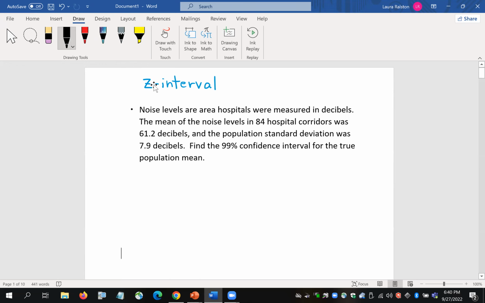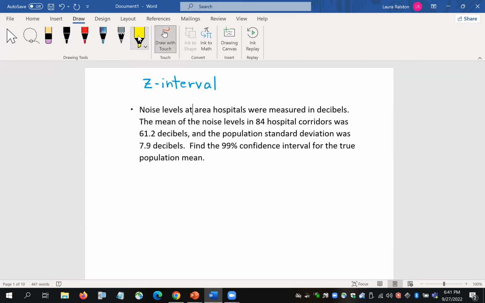So the question reads: noise levels at area hospitals were measured in decibels. The mean of the noise levels in 84 hospital corridors was 61.2 decibels. The population standard deviation was 7.9 decibels. Find the 99% confidence interval for the true population mean.